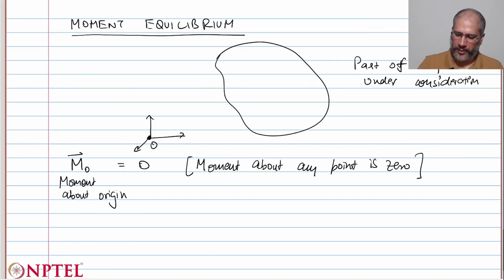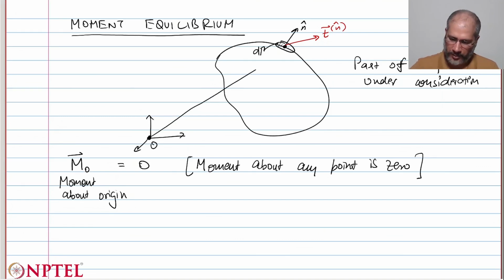So let us say that we have a point on the surface which has a normal n hat. We'll call this surface area d gamma, and the traction acting on this is T^n hat. So the moment about the origin because of this T^n hat will be given as the cross product of the vector x cross this force T^n hat times d gamma.